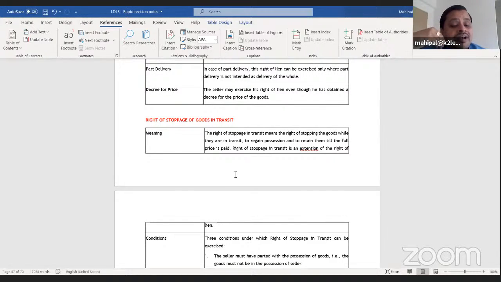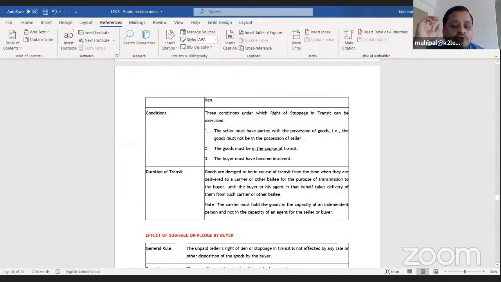Where the goods are put in transmission and before they reach the buyer, if the seller takes the goods back from the transport company, it is called the right of stoppage. The right of stoppage can be exercised only when the goods are in transport and the buyer has not taken delivery of the goods.